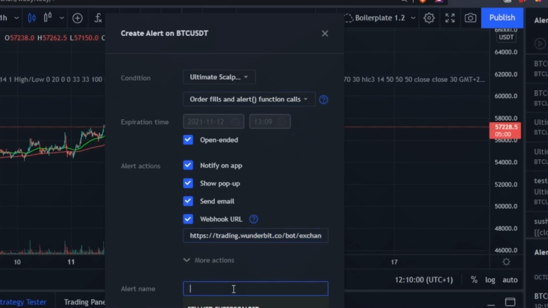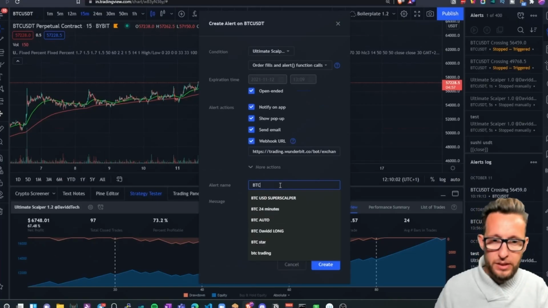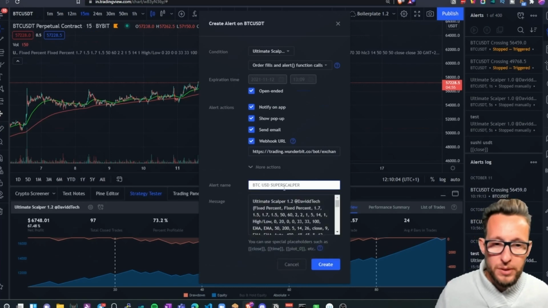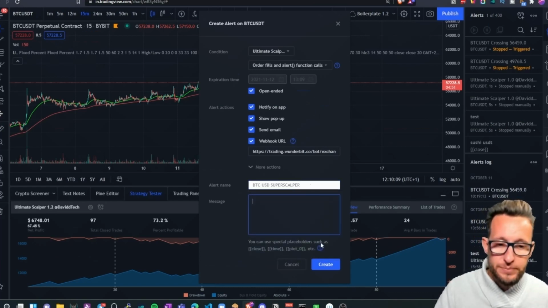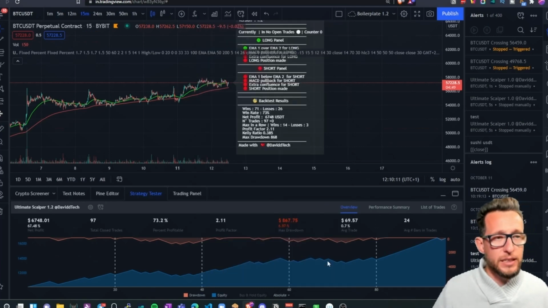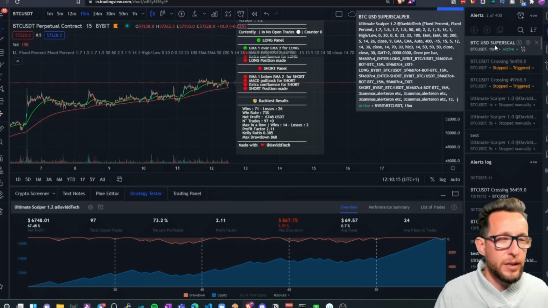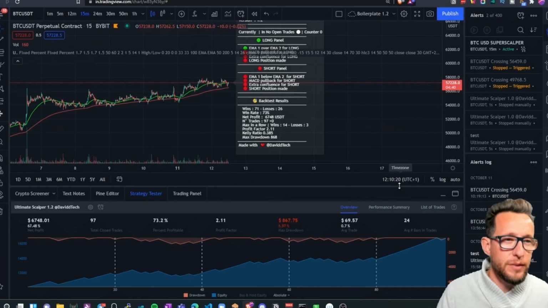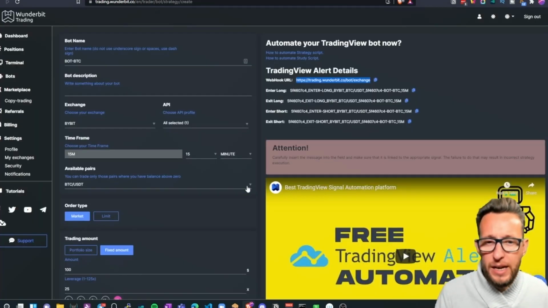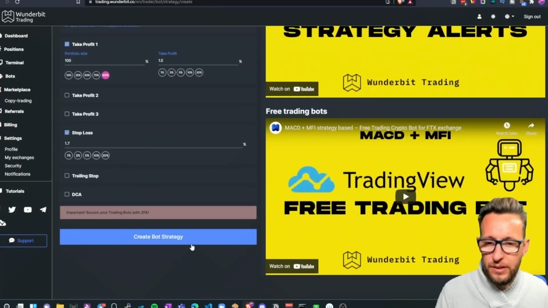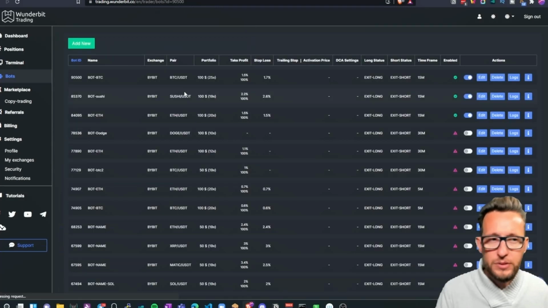We give it a name. So this is a BTC Ultimate Super Scalper, that'll do. And we just literally empty this message here. We press create, and that's all done. Once that you'll see it up here in white, your Super Scalper alert ready. If you want to turn it off, you just press the pause button there, and we go back to ByBit and we save, create bot. As you can see, the bot is now ready to run.